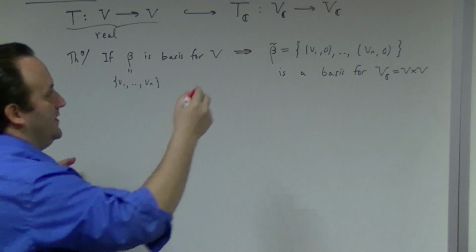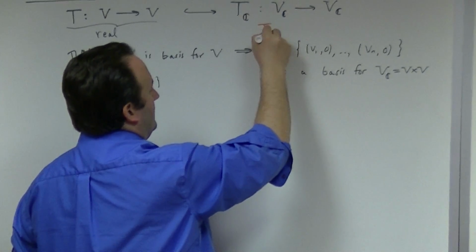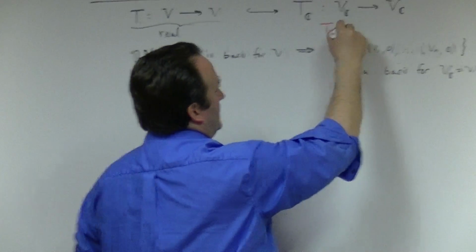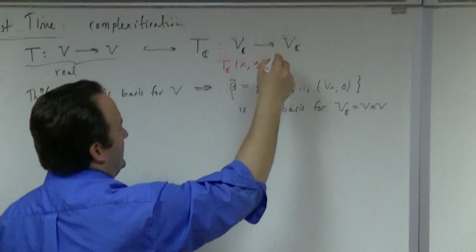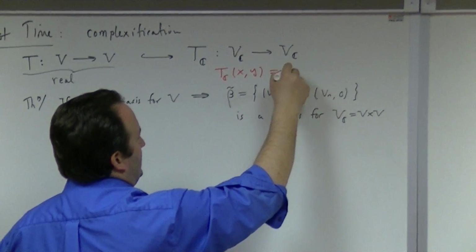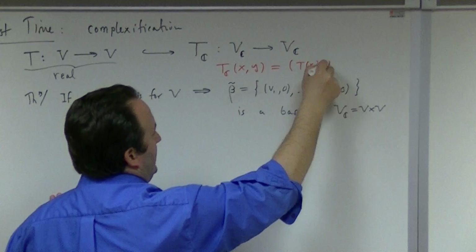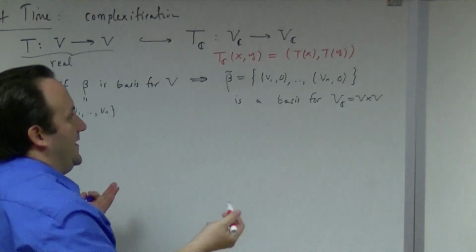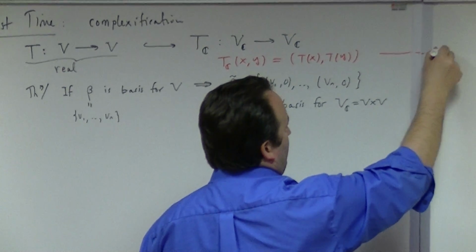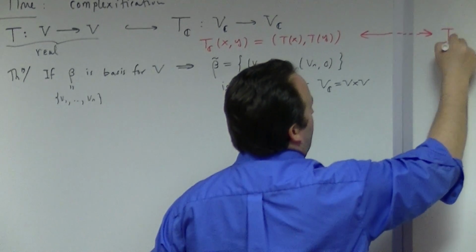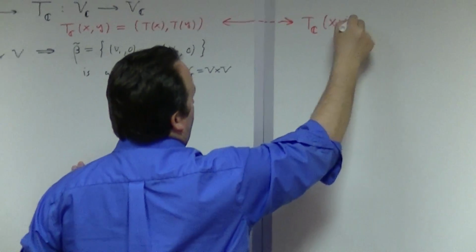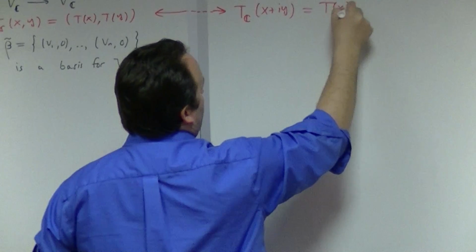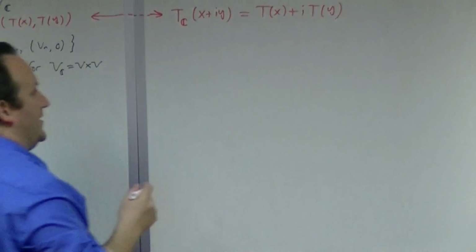Now T sub C is basically just defined by this: in the parentheses notation, T sub C of (x, y) is equal to (T of x, T of y). Last time I wrote that in the equivalent and more convenient way, which was that T sub C of x plus iy is equal to T of x plus i T of y. Those are equivalent notations for the same concept. So this complexified version of a linear transformation is defined uniquely from the given real transformation.